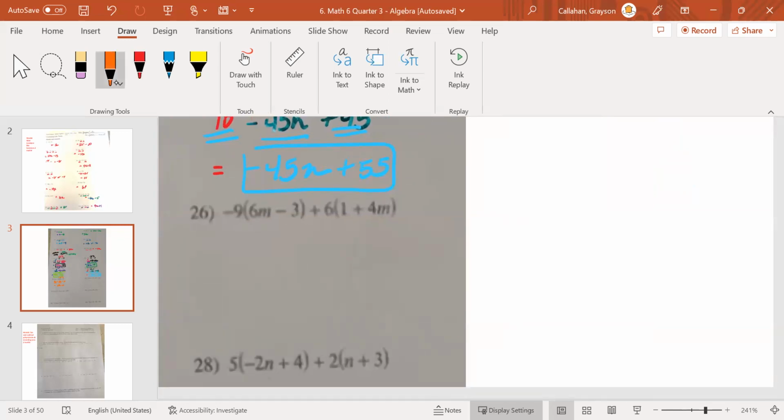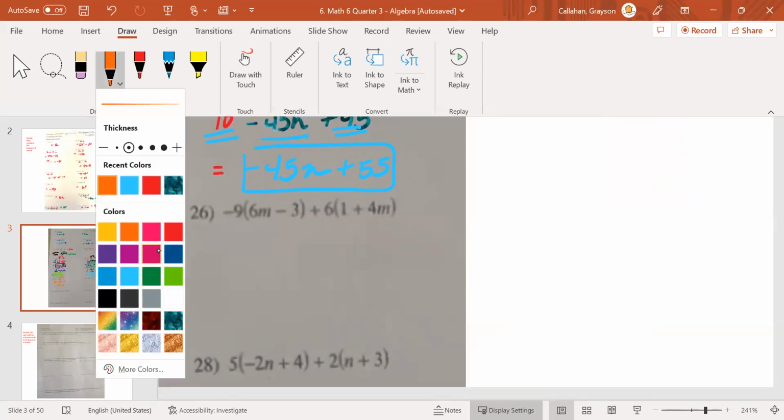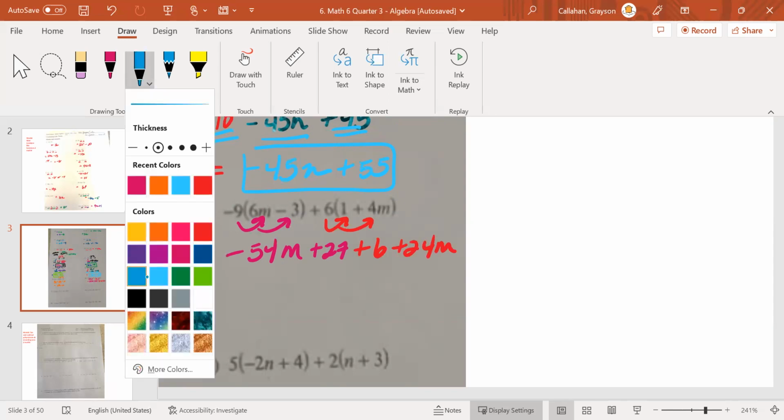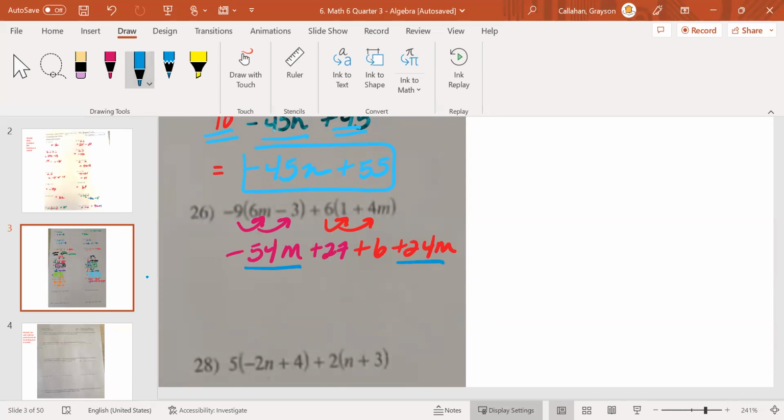Number 26. This was a little bit different because now you have a combination of two distributions, right? You're going to do this right here, which is a negative 54m plus 27. And then you have to distribute the 6. Do you see that? Which is a positive 6 plus 24m. This one's a little bit more complicated because you have four different terms, right? So when you combine them, negative 54 plus 24 is going to give you a negative 30m. 27 plus 6 is going to give you a 33, and that's your answer.